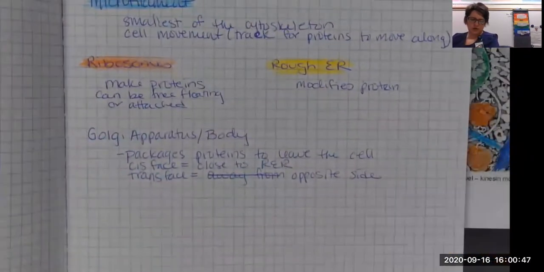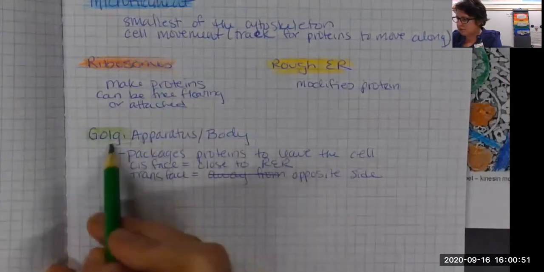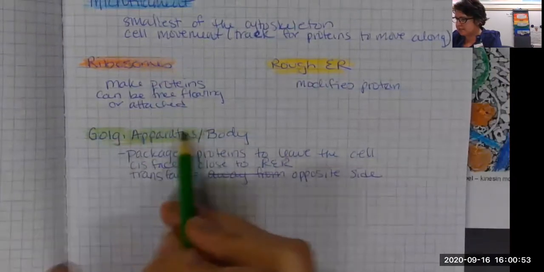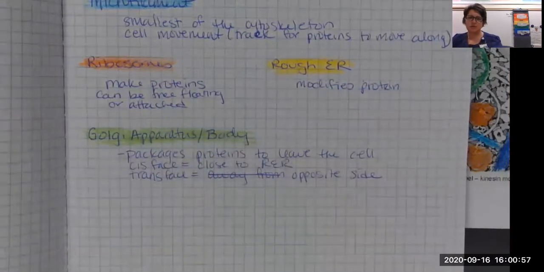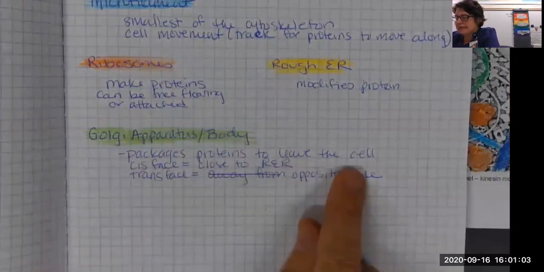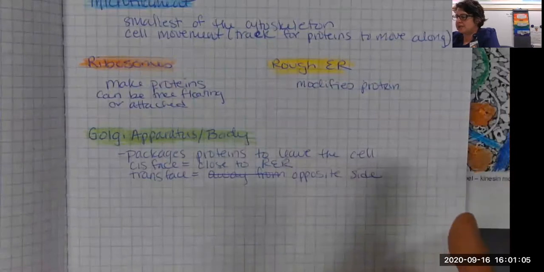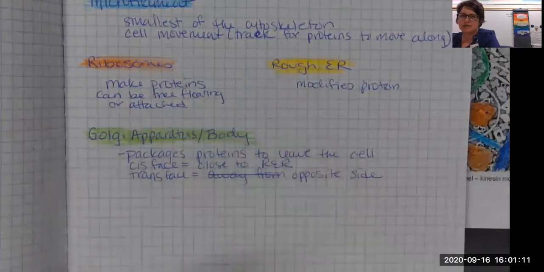So what we want to write in our notes for our Golgi is that, first of all, it's a Golgi apparatus or a Golgi body. It does have 2 names. I don't care which one, but you do need to be able to recognize both. We talked in class about the fact that it packages the proteins that will leave the cell. So it's packaging them in a vesicle so that they can survive out of the cell.